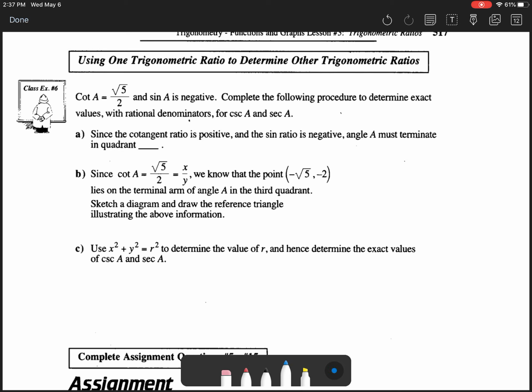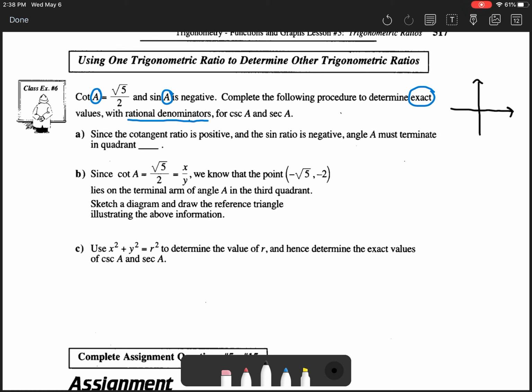So here are the clues, or the write-up of the question. It says cotangent of A is root 5 over 2 and sine of A is negative. When they use a capital letter like this, A, it's them using a letter instead of theta. So that's an angle. Cotangent of some angle is root 5 over 2. That's a ratio. And sine of that angle is negative. Complete the following to determine the exact values, so no decimals, with rational denominators, for cosecant of A and secant of A.